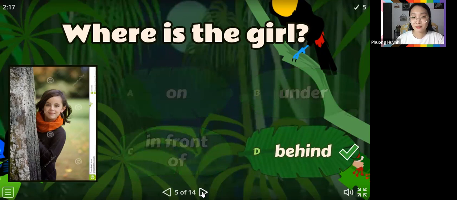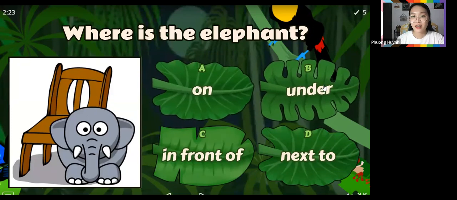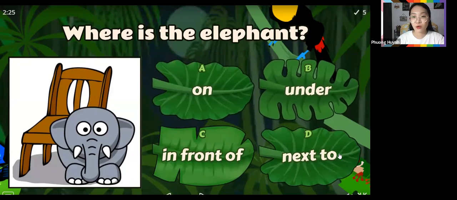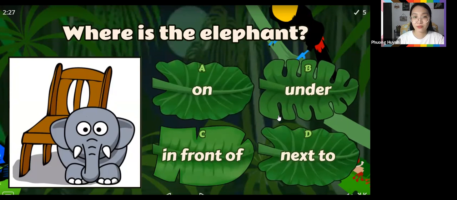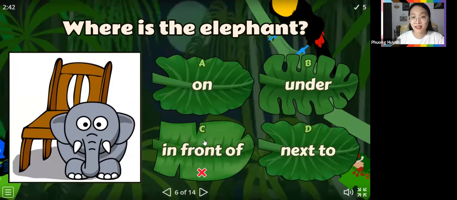Next photos. So how about the elephant and the chair? Which one do you choose? On, under, in front of, or next to? Okay, so most of you choose C. Yes, correct. So the correct answer will be C. You should say the elephant is in front of the chair. So the answer will be C.